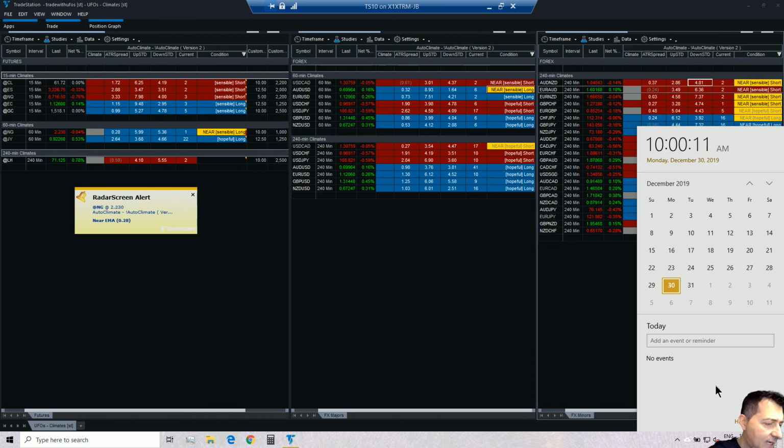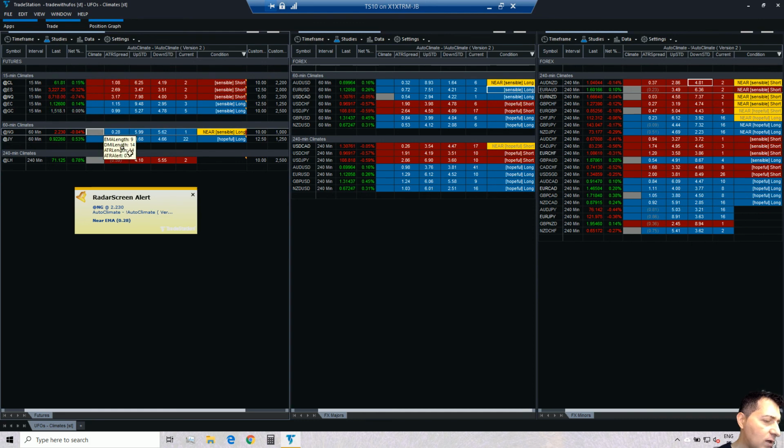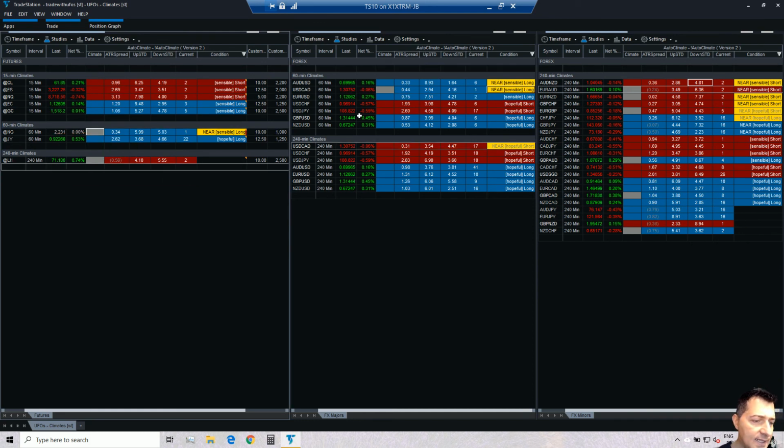Well, here we go. Natural gas is flashing an alert, but notice how it's a climate not being confirmed, gray color. So therefore, we will discard that one. And same here with the US dollar CAD, not confirmed. So my friends, I am about to conclude the session for today.